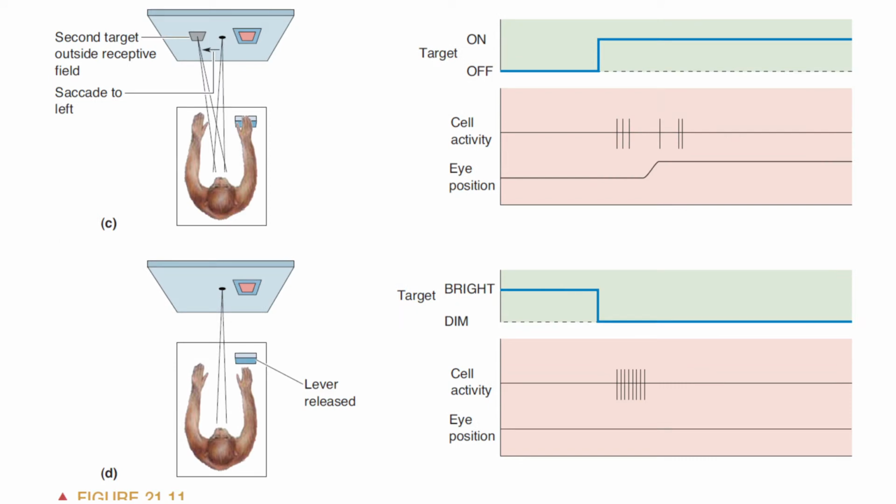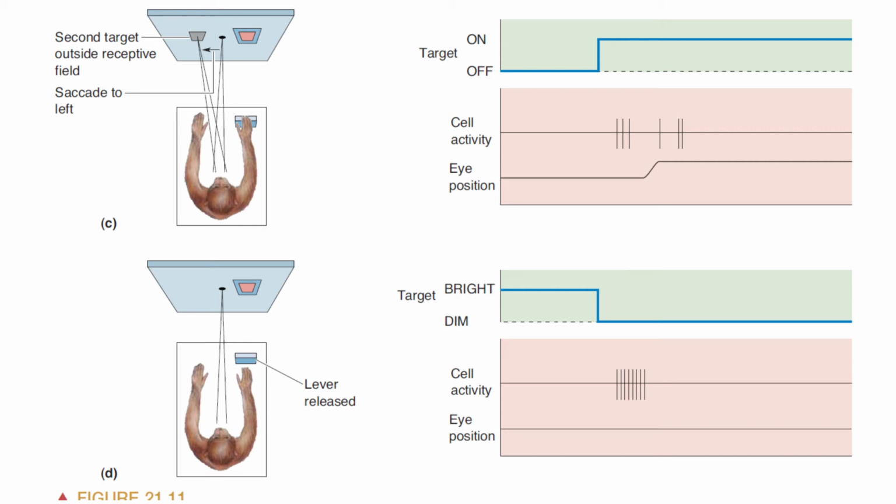And here, again, figure C, showing the same, but in this case, the eye is moving towards the side opposite to the receptive field, and you can see that anyway there are some action potentials going on when the eye moves, even though it's the opposite side to the stimulus, to the receptive field.